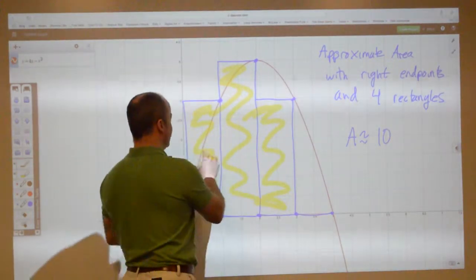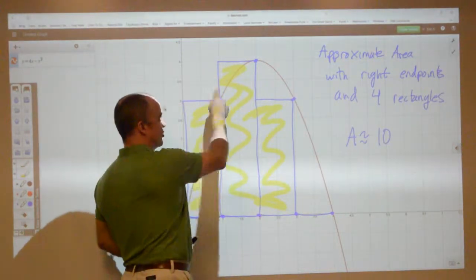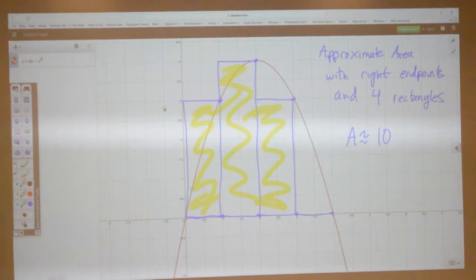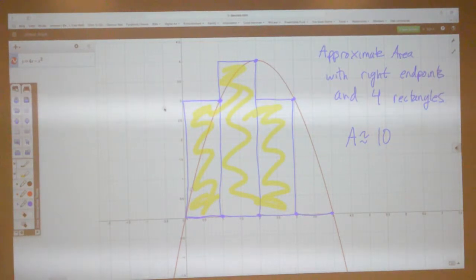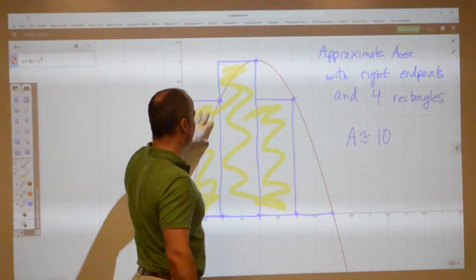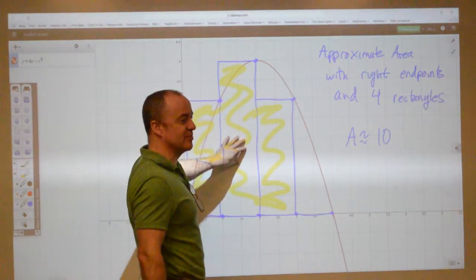The more rectangles you get, the smaller these little extra areas are. No, that's next. This is just approximating with rectangles. The more rectangles you use, the more accurate you are.